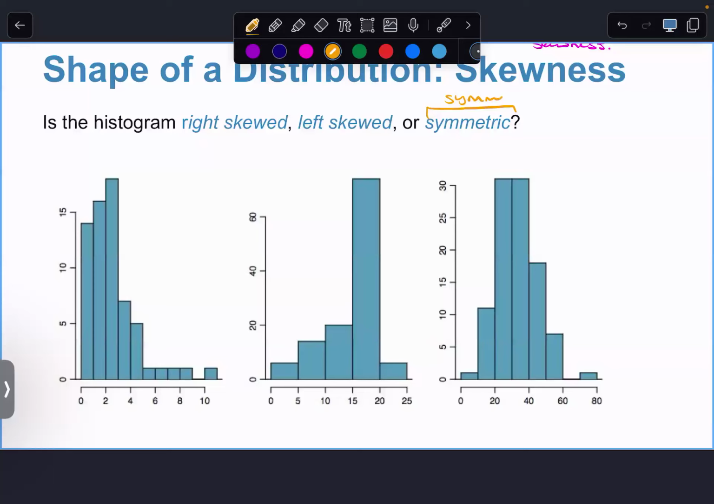I'll add that here. Symmetric. I usually say about, but maybe I'll say around the mode, just to emphasize that it would be symmetry around the mode.